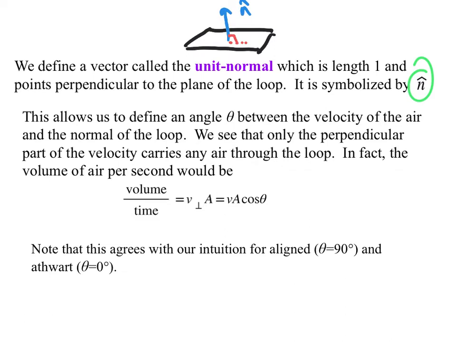And then we see that only the perpendicular part of the velocity carries any air through the loop. In fact, the volume of air that comes through the loop will be something like the velocity perpendicular to the loop times the area of the loop, because during that time we sweep out sort of this volume. And notice that this agrees with our intuition for aligned cases where theta equals 90, and therefore we get maximum volume of air through. And when it's athwart, when theta equals 0, we get no airflow through the loop.